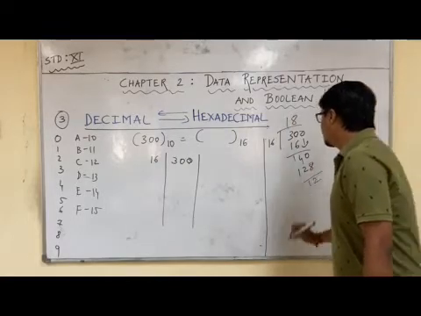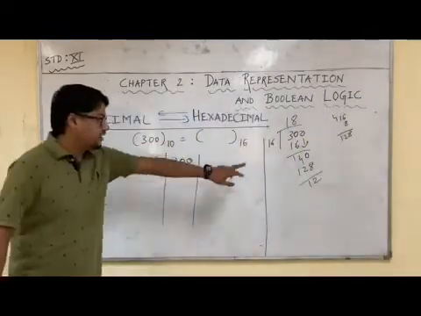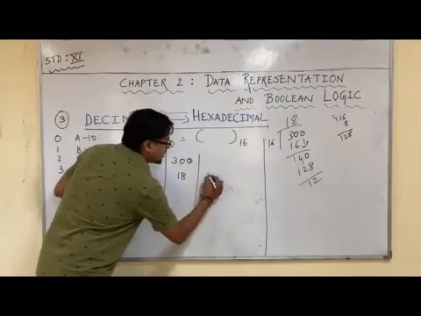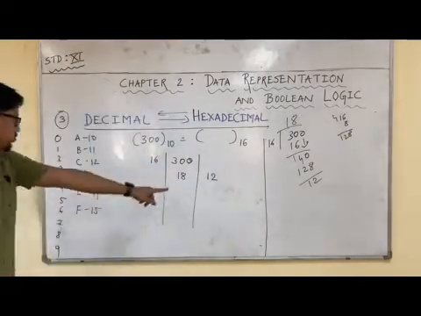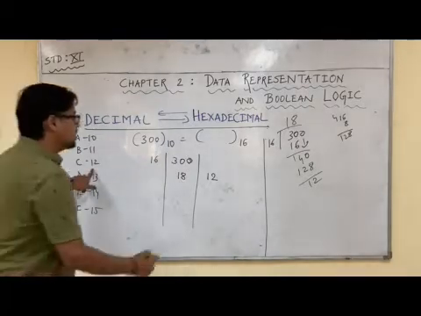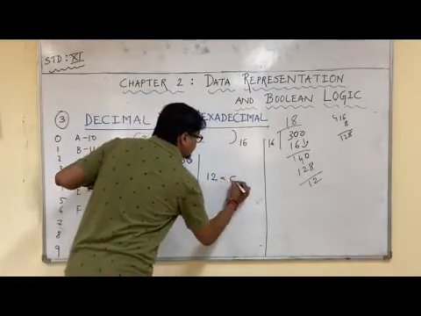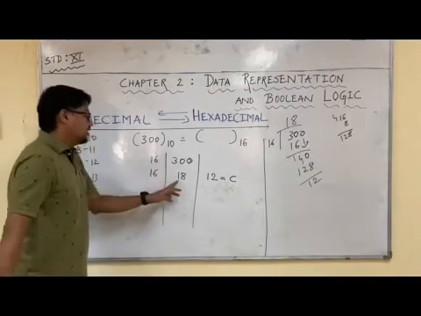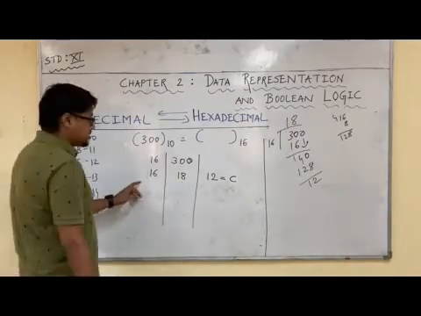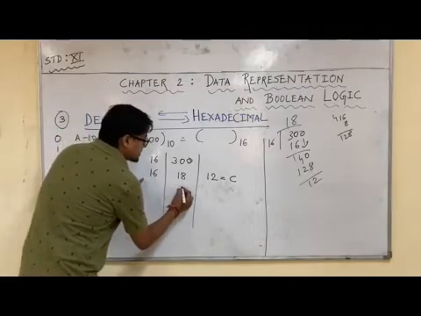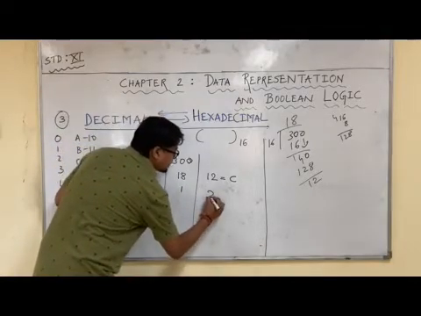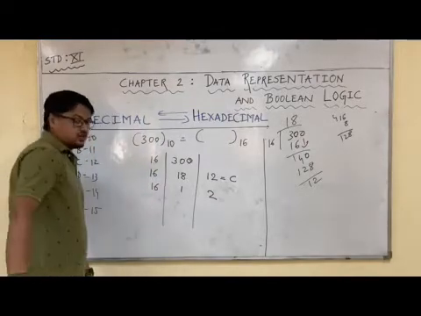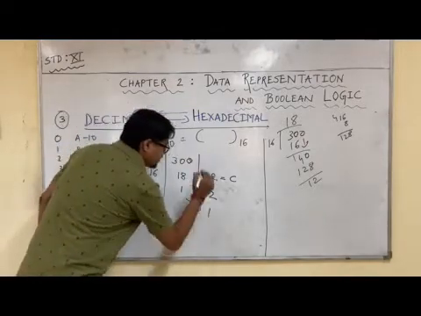So what is the remainder? 12. So do it carefully. Quotient is 18, remainder is 12. Now remainder is 12, what will we replace it with? We will replace it by C. Correct? Now again dividing 18 by 16. This is easy. 16 ones are 16. Remainder is 2. Again dividing 1 by 16 is not possible, so we will carry this down.